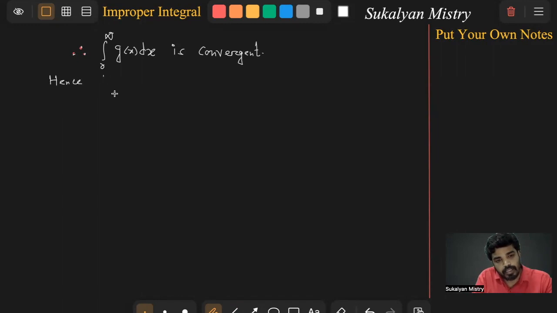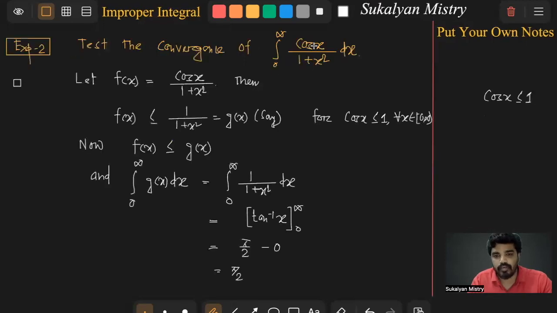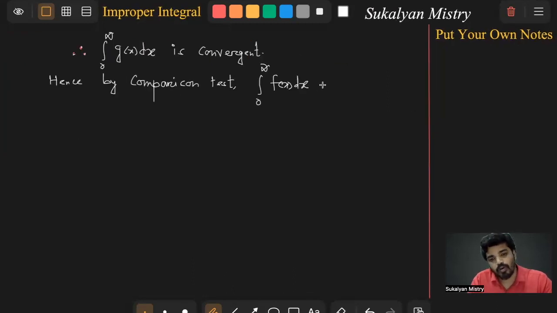Hence by comparison test, integration 0 to infinity f(x) dx, where f(x) is cos x by 1 plus x squared, is also convergent.